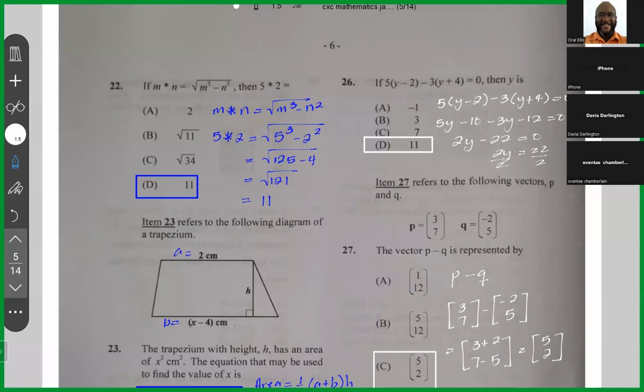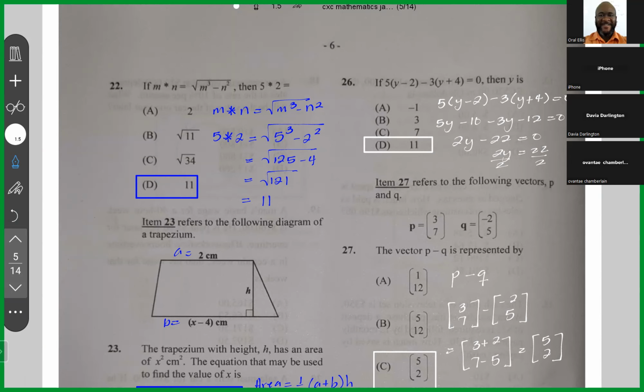Question 22 is a question on binary operation. We're told that M star N is equal to the square root of M cubed minus N squared. Now that statement is called the defining equation. Then we're asked to find 5 star 2. Now 5 corresponds to M and 2 corresponds to N. So wherever you see M, you're going to put 5, and wherever you see N, you're going to put 2.